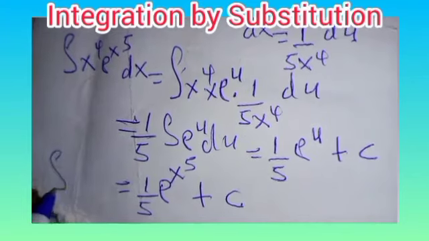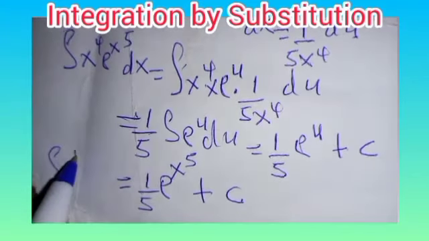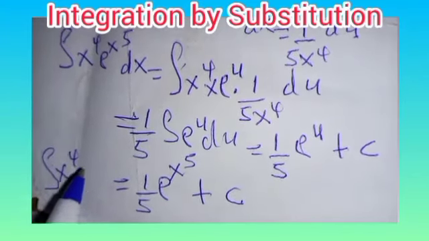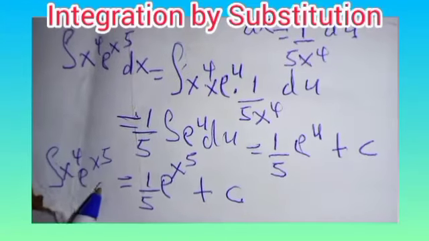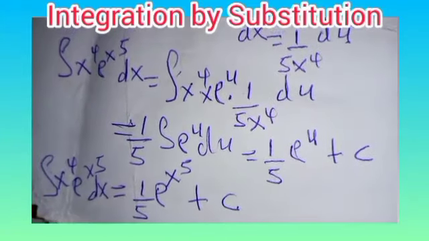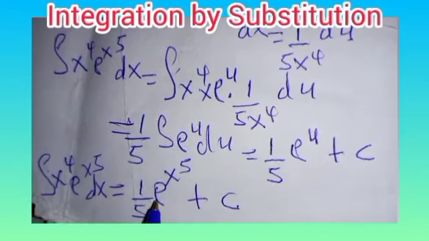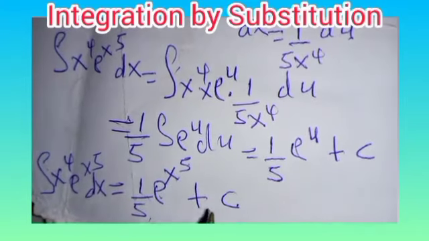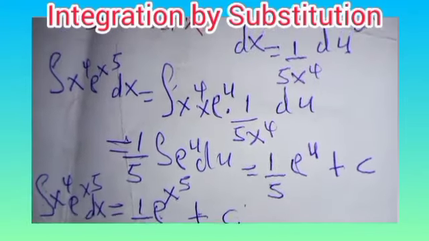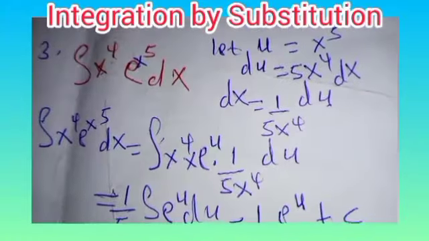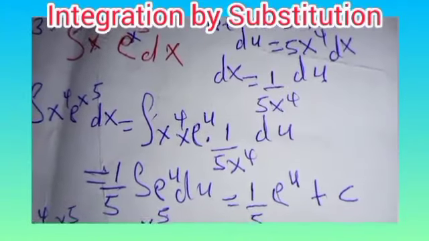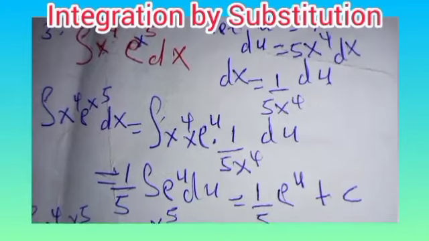So that is the answer. The integral of x power 4 exponential x power 5 dx is 1 over 5 exponential x power 5 plus a constant c. So that is the result. We look at more examples to see how we use these methods.